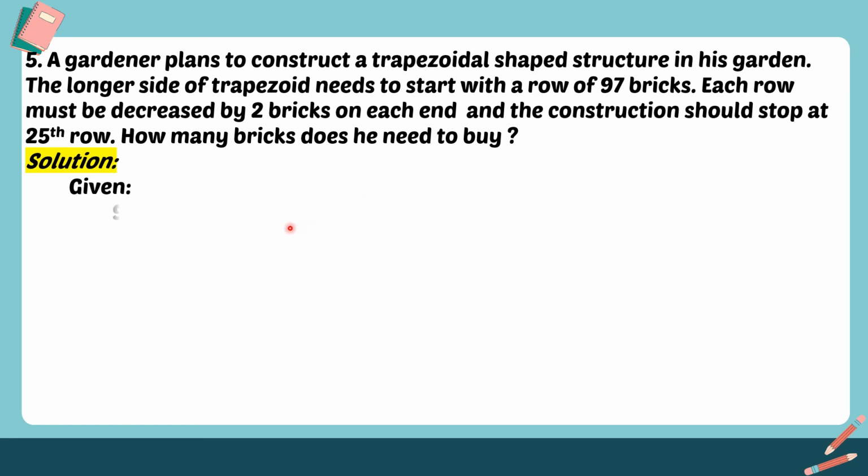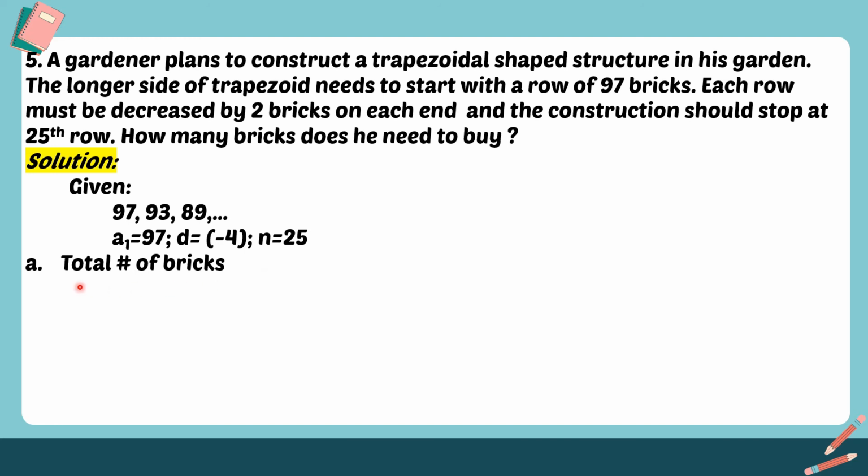So, kung i-analyze natin yung situation, ang ating sequence ay 97, 93, 89, and so on. Ang ating given is 97. Ang common difference ay negative 4 dahil 93 minus 97 is negative 4. And then, ang value ng n natin ay 25 dahil kailangan niyang tumigil sa pang 25th row. So, para mahanap natin yung total number of bricks, dahil sinabing total, ibig sabihin, isasum natin lahat yung bricks na kakailanganin niya dun sa mga rows natin.